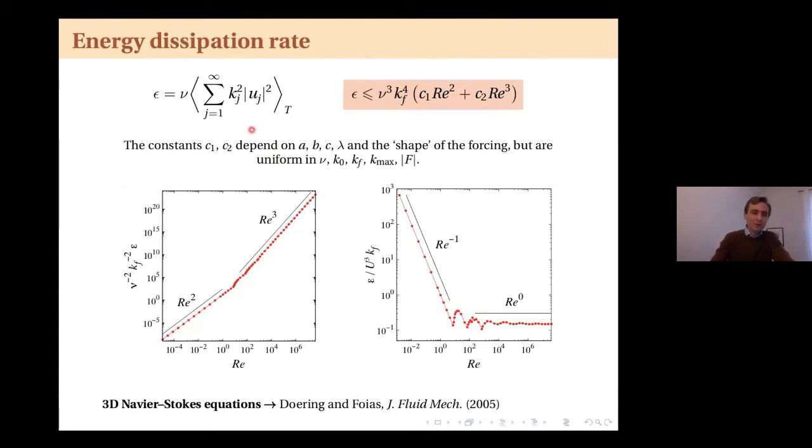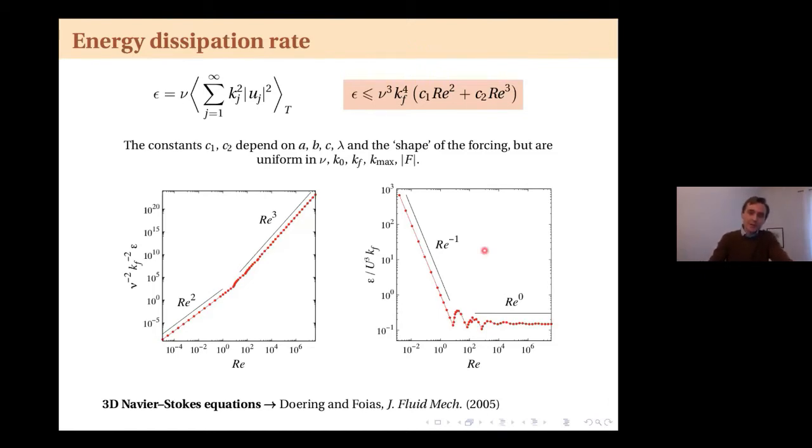This is defined as usual as the time average of the enstrophy multiplied by viscosity. And this is the estimate that we have proved, where we can distinguish a laminar regime, which scales as Reynolds squared, and the turbulent regime, which scales as Reynolds cube. The quantity is rescaled in the more familiar way, where epsilon is divided by u cube and kf, which shows that the energy dissipation rate tends to a constant when the Reynolds number is very large.